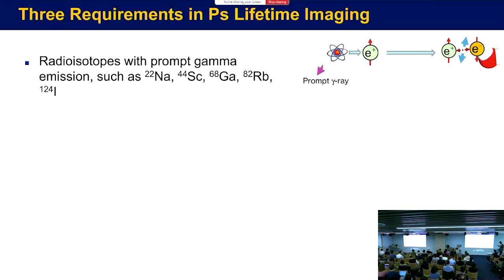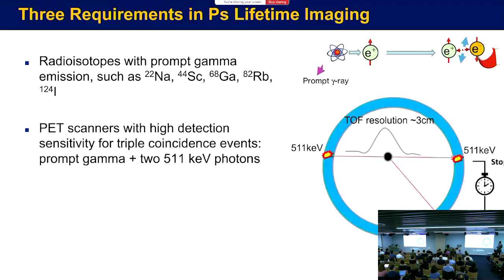What I'm going to describe relies on a radioisotope that gives us a prompt gamma, to tell us when the positrons are being emitted. Of course, there are other approaches that detect the three-photon annihilation fraction, which can also estimate the mean lifetime, but that's not what I'm going to talk about here. The second requirement is the instrumentation. We need to detect this triple coincidence among the prompt gamma and the two 511 keV photons. Those are what we detect in a traditional PET, and the prompt gamma is the extra detection we need to form.